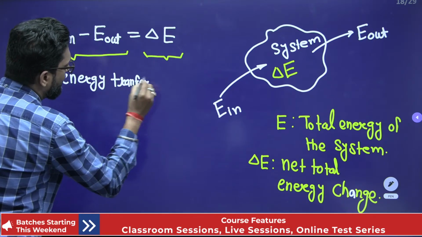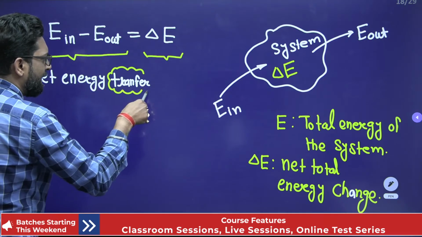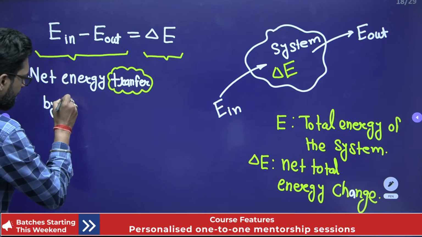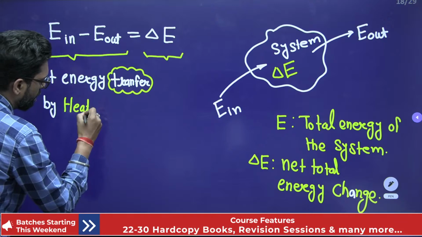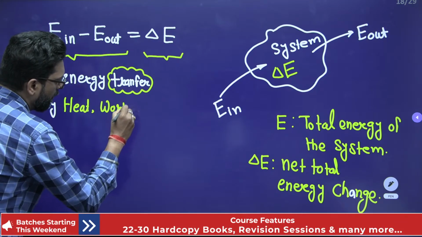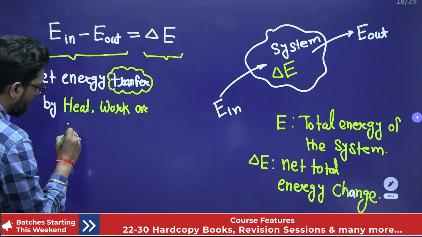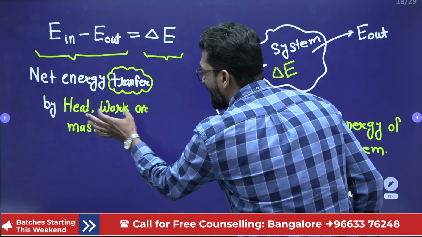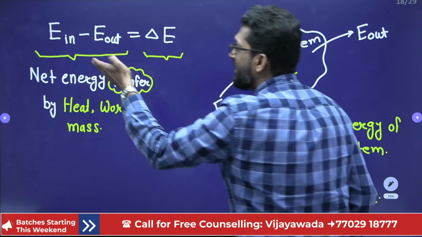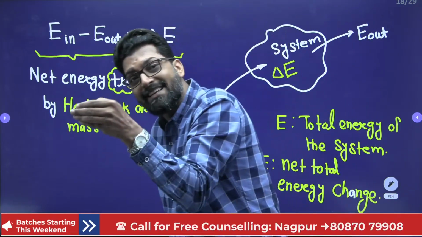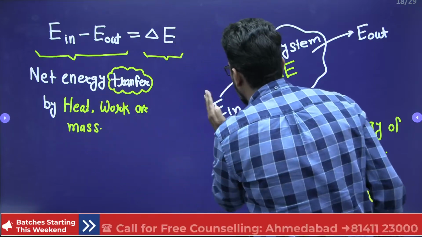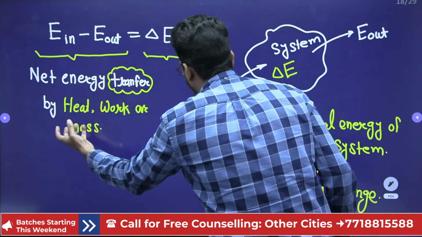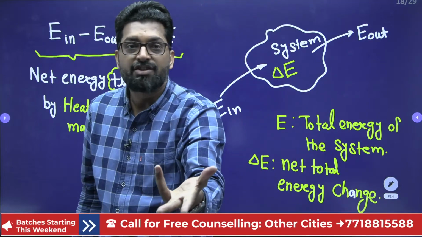Net energy transfer. So this is your transfer. Net energy transfer by which mechanism? By heat, very important, work, and or mass. These are the responsible factors. Heat, work and mass are responsible for net energy transfer. That means if there is mass in or mass out, it must cross the boundary, and due to that transfer of mass, system energy may change.